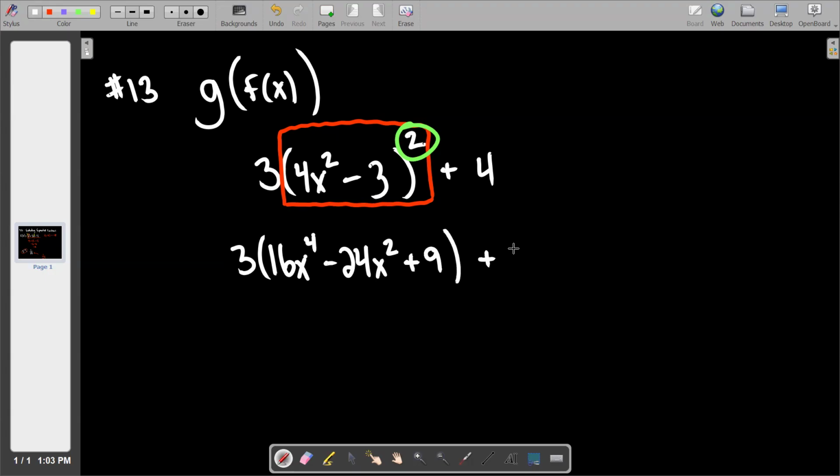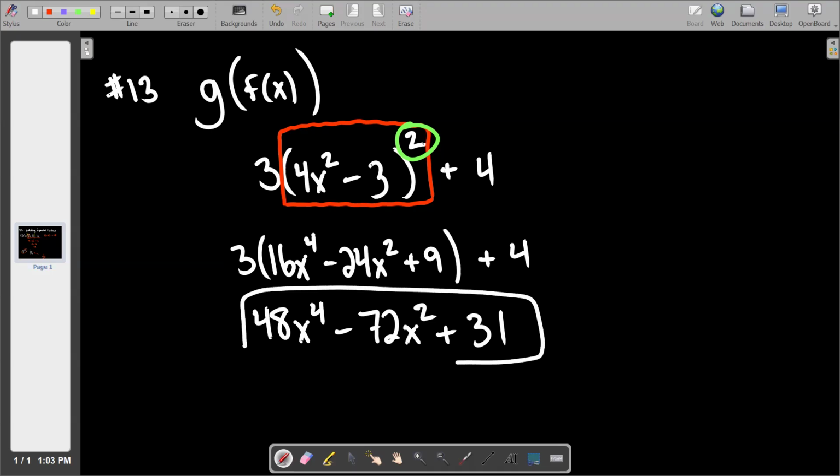And then we multiply by 3. So what do we get? Oh, God. It'll be 48 x to the 4th minus 72 x squared plus 31, and we are done. Because I got 27 plus 4, right? Yeah. There you go. I didn't bring my calculator with me.